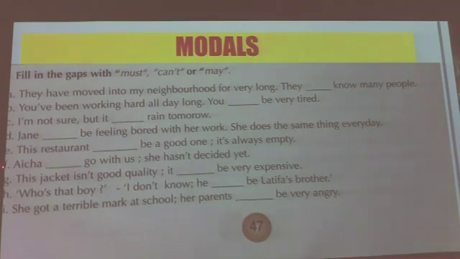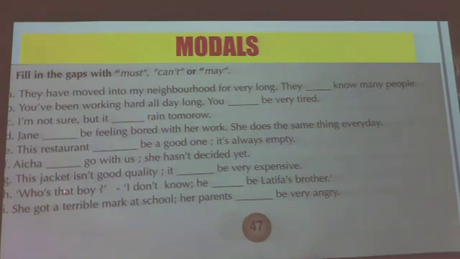Okay. Now F, Aisha go with us. The second part, she hasn't decided yet, which means she hasn't made up her mind. Yes, maybe she's going to go with us, maybe she's going to refuse and stay at home. We're not sure. Then G, this jacket isn't good quality, okay? The quality isn't that good. It be very expensive. In fact, things which are good quality, they cost a lot of money. But in this case, the jacket we are talking about is not good quality, which means it doesn't deserve a high amount of money.